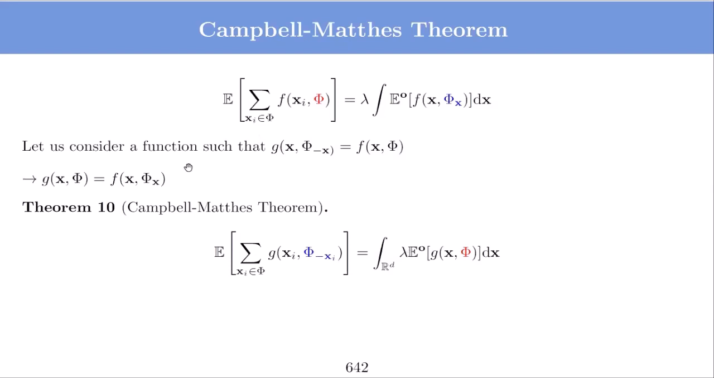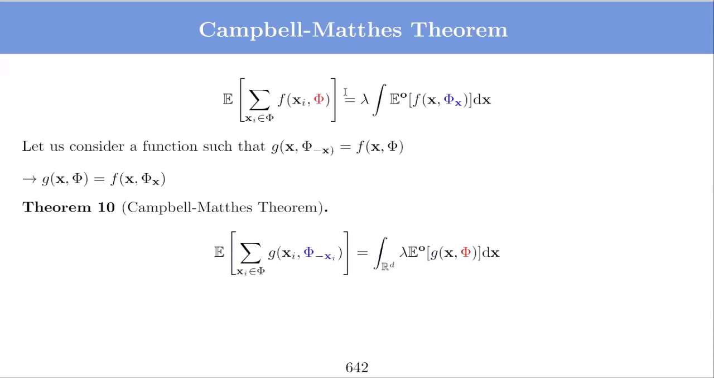So let's consider a function g(x, phi minus x). This is a function which takes the point x and the view of phi from x. So you shift the point process to this point x, you look at that, and that is the second argument of the function. Because this is also a function of x comma phi, I can just put this in the original Campbell-Mecke theorem, and it should still be satisfied.